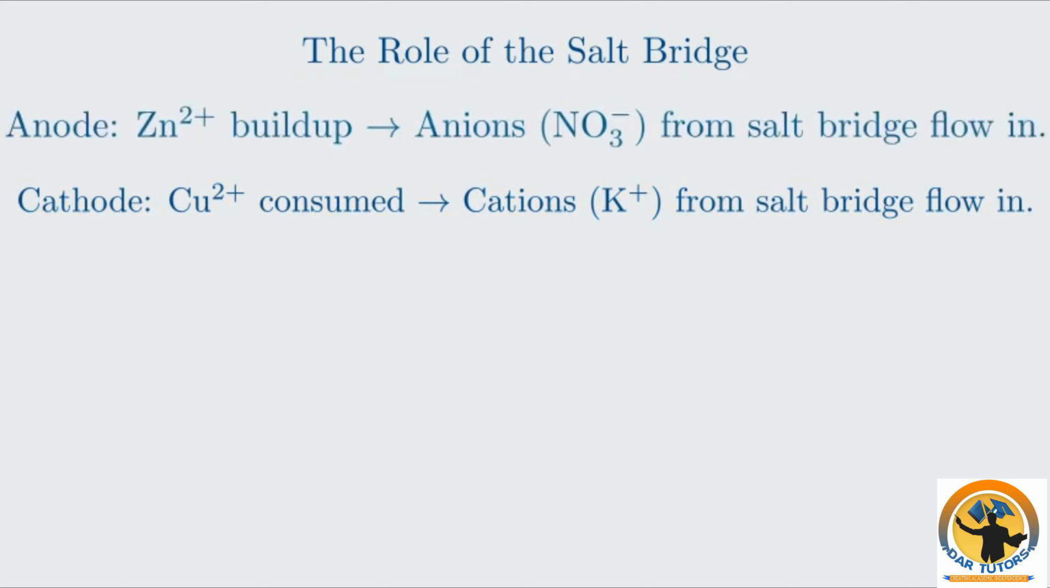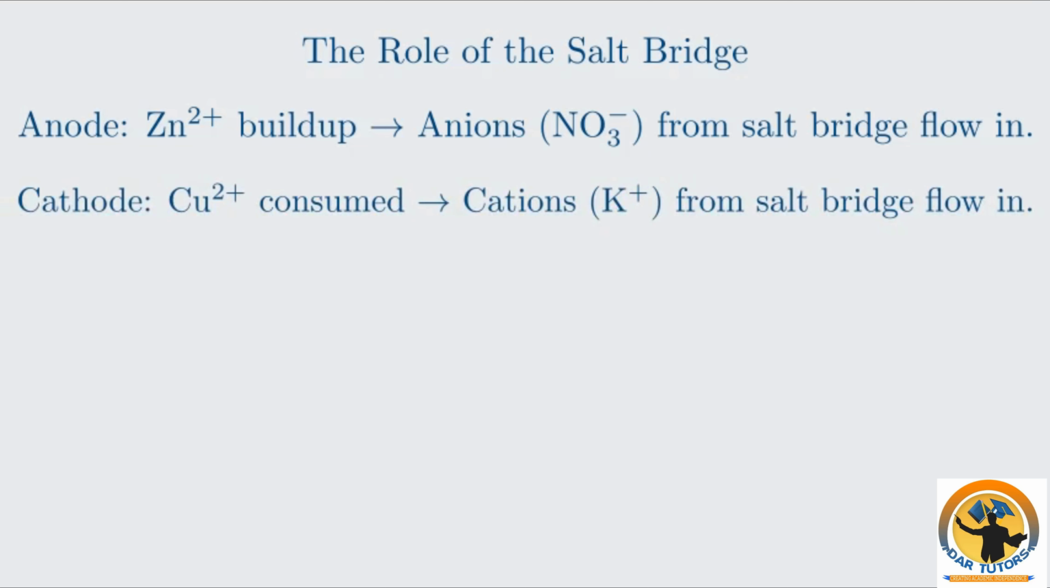The salt bridge contains a solution of inert ions, typically potassium nitrate. Nitrate anions flow into the anode half cell to balance the excess positive charge, and potassium cations flow into the cathode half cell to compensate for the lost positive charge. This continuous flow of ions completes the circuit and allows the spontaneous redox reaction to proceed. Without a salt bridge, the charge imbalance would quickly halt the electron flow, stopping the cell.